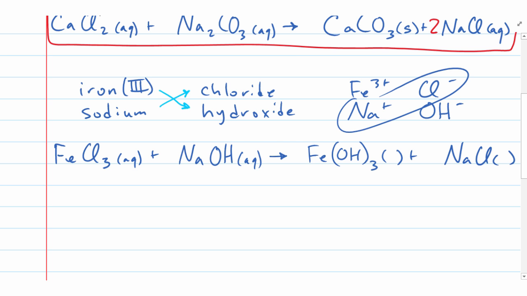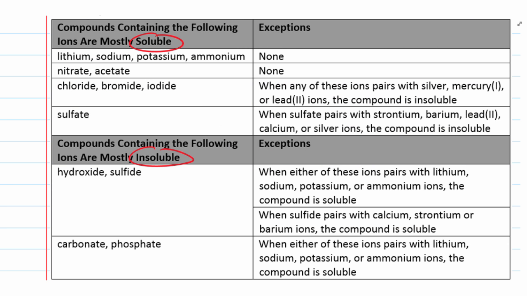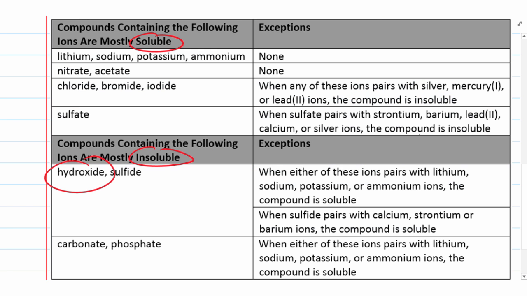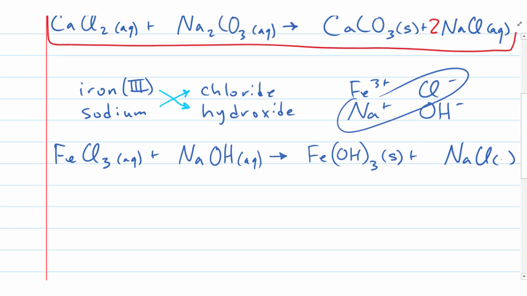Now we need to put some phase labels in. If we want to put in the phase labels, we go back to our solubility table. We look for iron 3 hydroxide. Here we go. We find hydroxide, which is under the mostly insoluble. Then we check to see if iron 3 hydroxide is an exception, and it isn't. So if it's insoluble, the phase label here is S. Then for sodium chloride, the easiest one here is to simply look at sodium because it's soluble with no exceptions. If it's soluble with no exceptions, phase label is AQ.